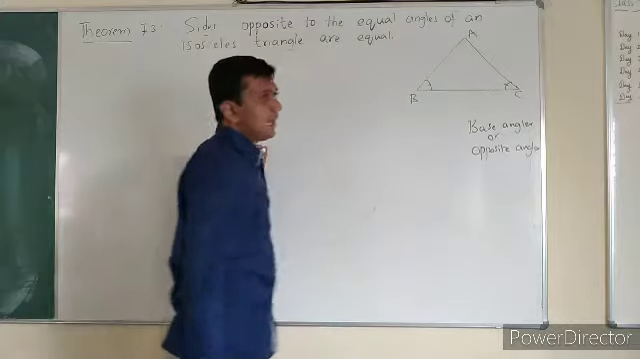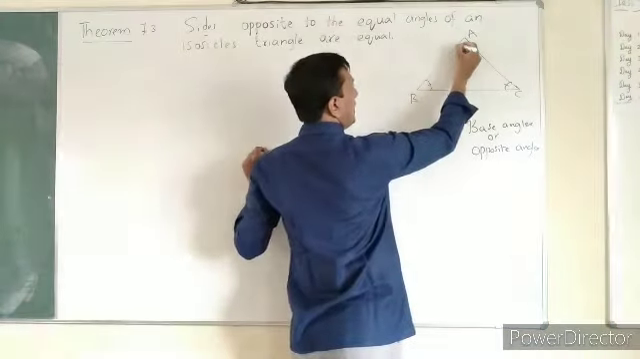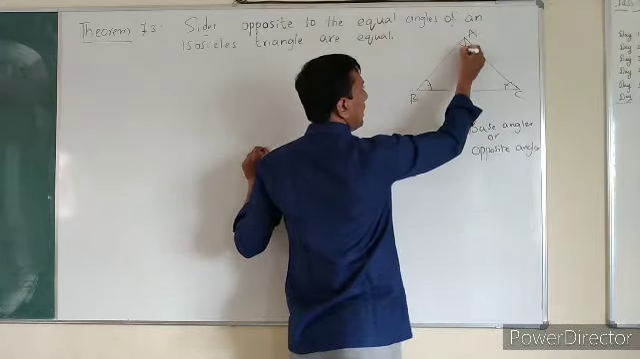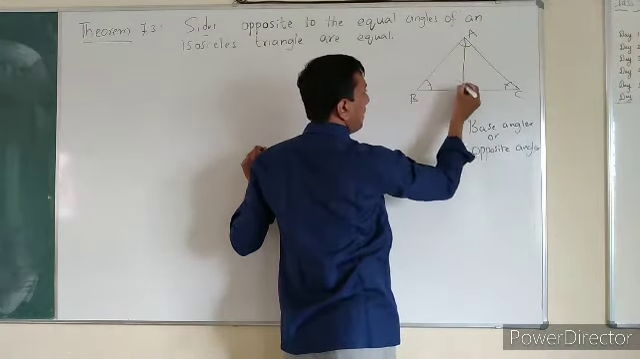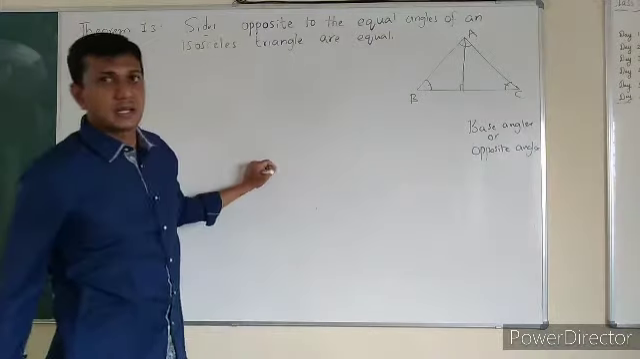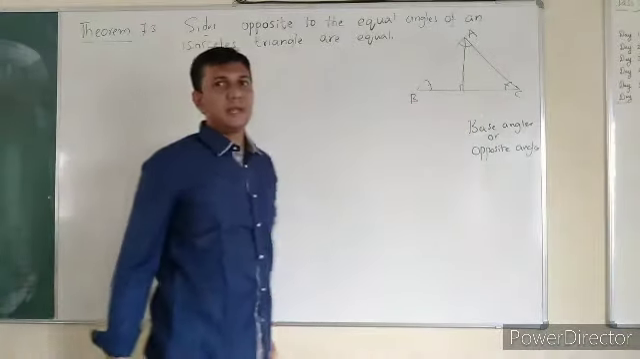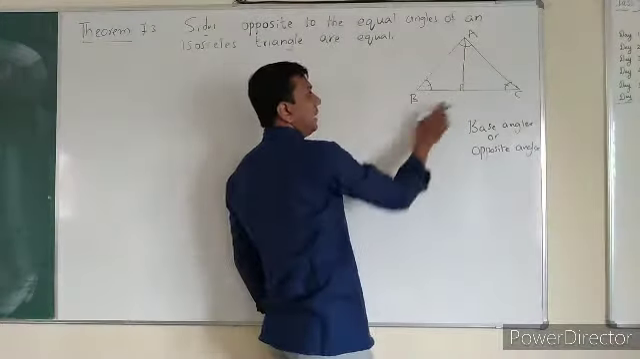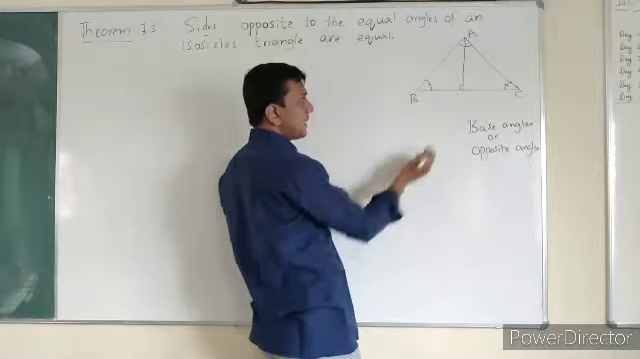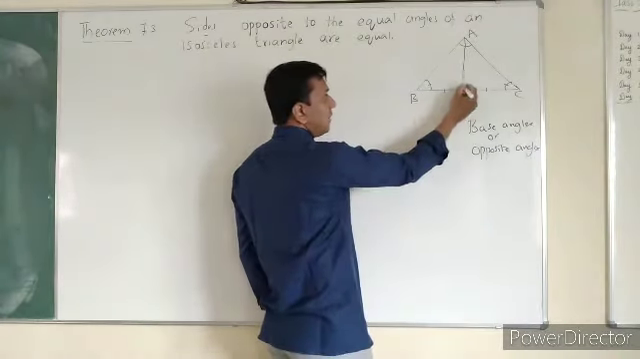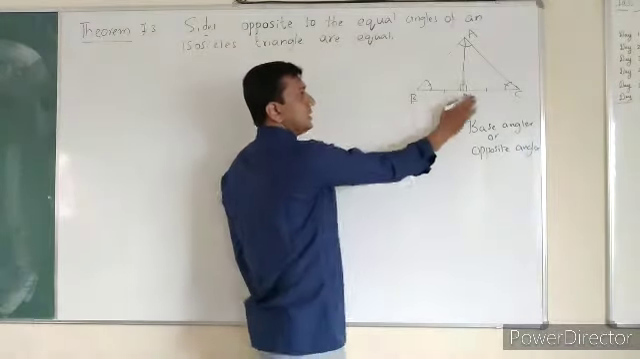Now, to prove this one, what I have to take? I will draw one perpendicular bisector for this one. Previously I had drawn an angular bisector. Now here, perpendicular bisector. Perpendicular bisector in the sense it divides the opposite side into two equal halves. At the same time it makes an angle of 90 degrees at the intersection point.